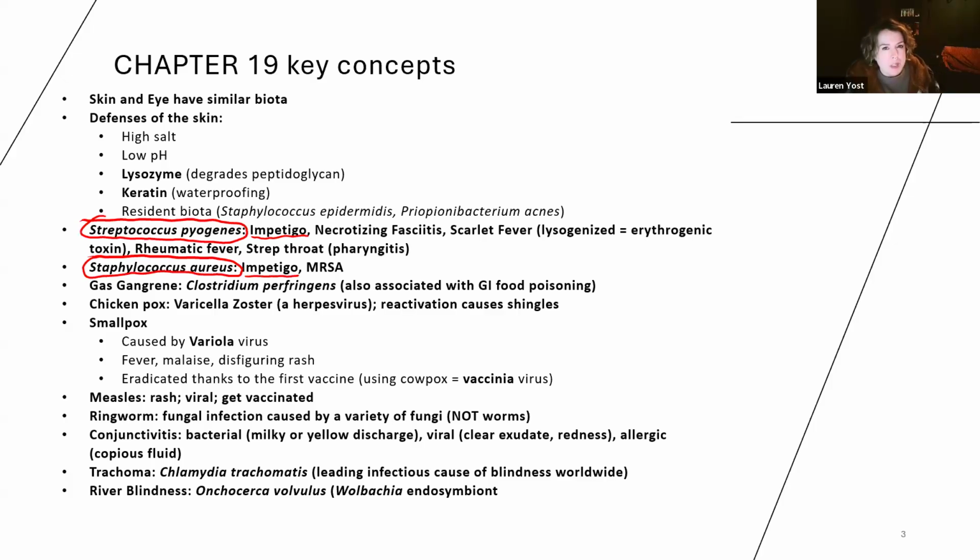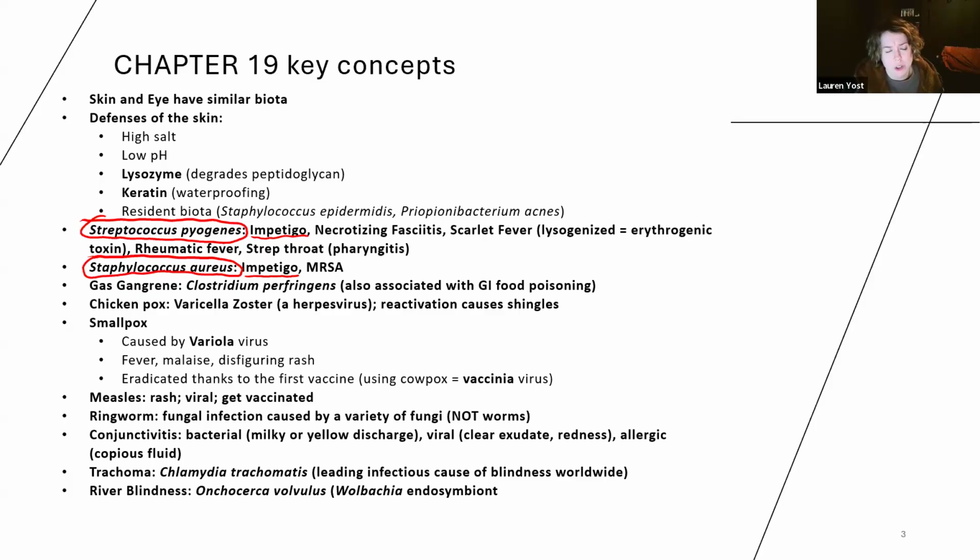Impetigo is very common on the faces and scalps of little kids. It's pretty contagious, and once we get older, we're a little bit more resistant to it. Again, it's basically driven by exfoliative toxins that are produced by the bacteria.